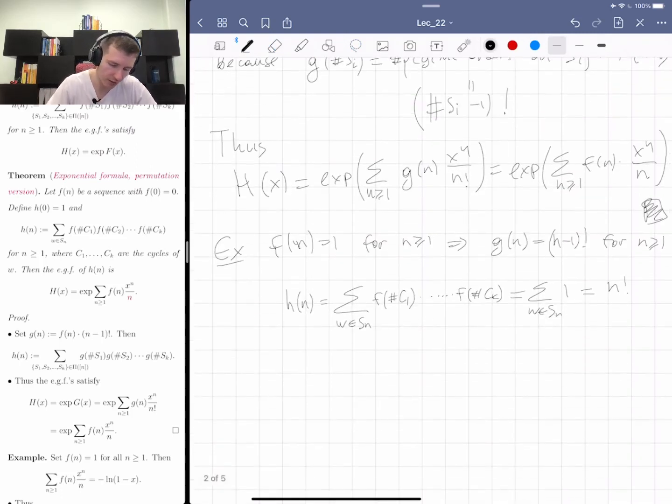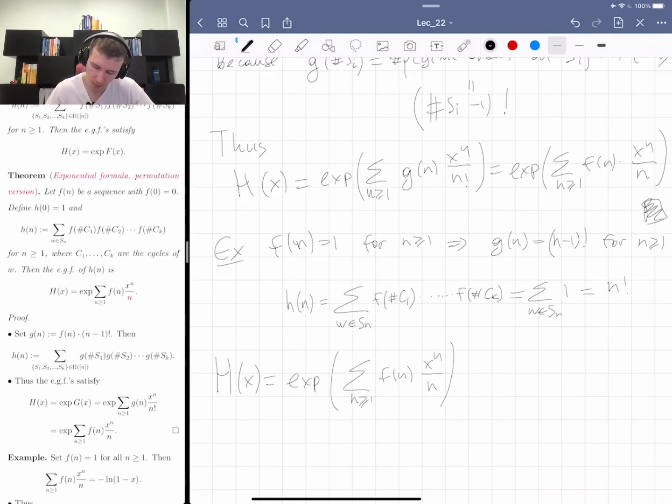On the other hand, I can apply the formula. I can say that h of x is equal to the exponential of the sum over n greater than or equal to 1 of f of n x to the n over n, where f of n is equal to 1. So it's just the sum of x to the n over n. And that is the generating function of the logarithm with some extra twist. I think we did this particular sum before, and that's negative logarithm of 1 minus x, because all the signs are plus 1 here, so you get minus x.